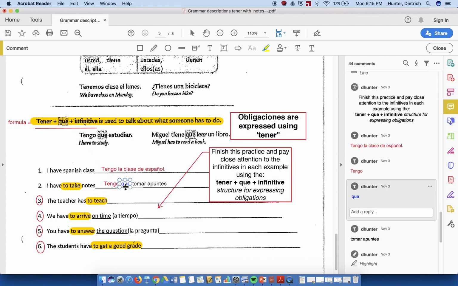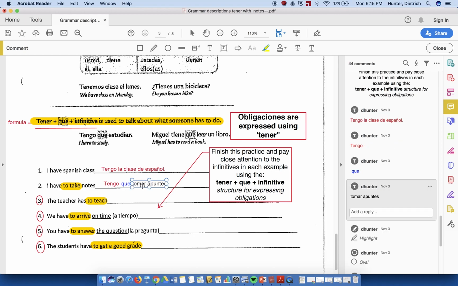So tengo que tomar apuntes. And we also want to realize that tomar apuntes stays an infinitive. We keep it as an infinitive because we don't need to tell who's doing what. We've already told that I have it. So we don't need to say I have to, I take apuntes, right? I have to, I take notes. No, I have to take notes. Bien? This is a quick breakdown.